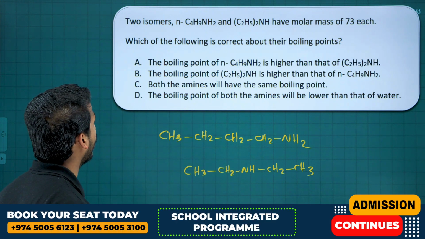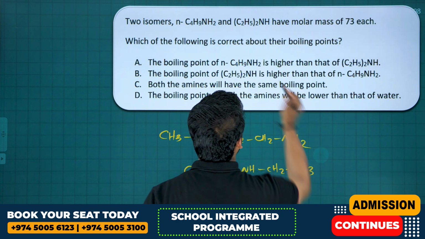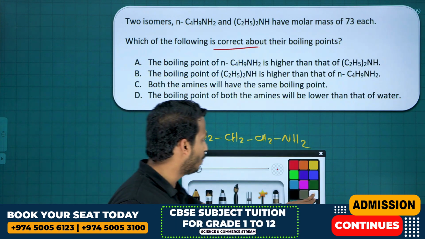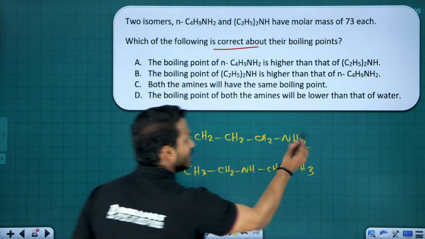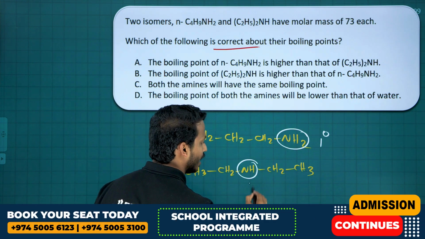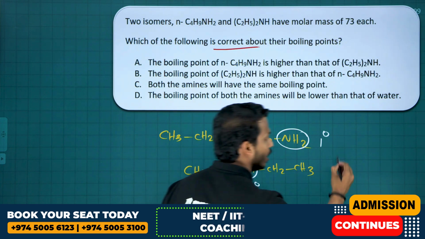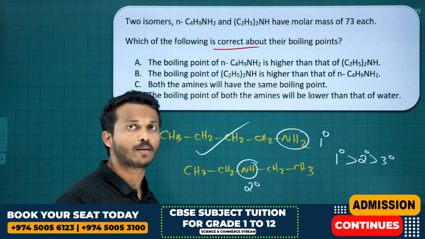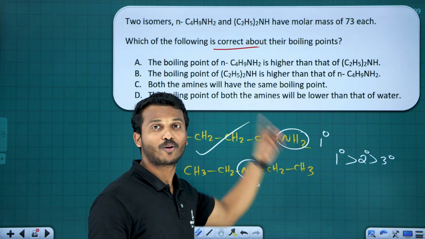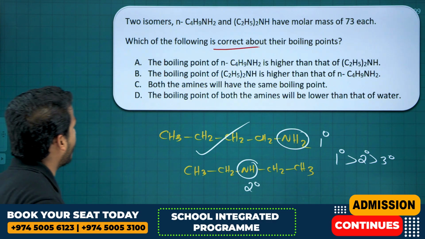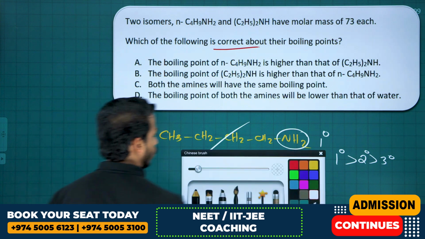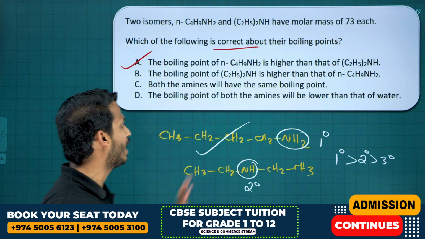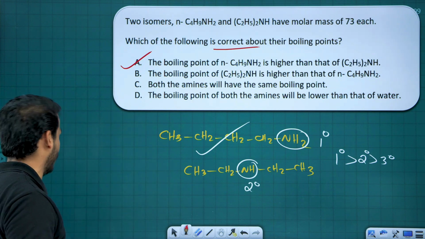Which of the following is correct about their boiling point? Can you tell me their boiling point before going to the options? It is a primary amine, it is a secondary amine. What is the order of boiling point? Primary greater than secondary greater than tertiary. So no doubt this one has a greater boiling point because it can form more hydrogen bonds. The boiling point of the first is higher than the second. That's the correct answer, right?